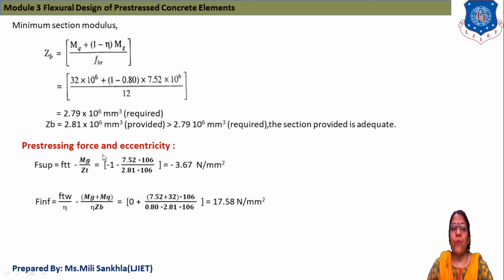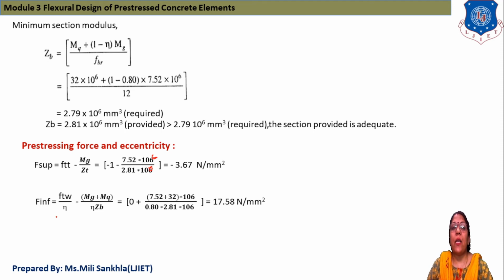Now prestressing force and eccentricity we find out. f sup, that means ftt minus Mg divided by Zt. ftt is minus 1, 7.52 into 10 raised to 6, divided by 2.81 into 10 raised to 6, that is equal to minus 3.67 Newton per mm square. Okay, this value is 10 raised to 6, not in multiplication, but this one is given in the form of raised to.